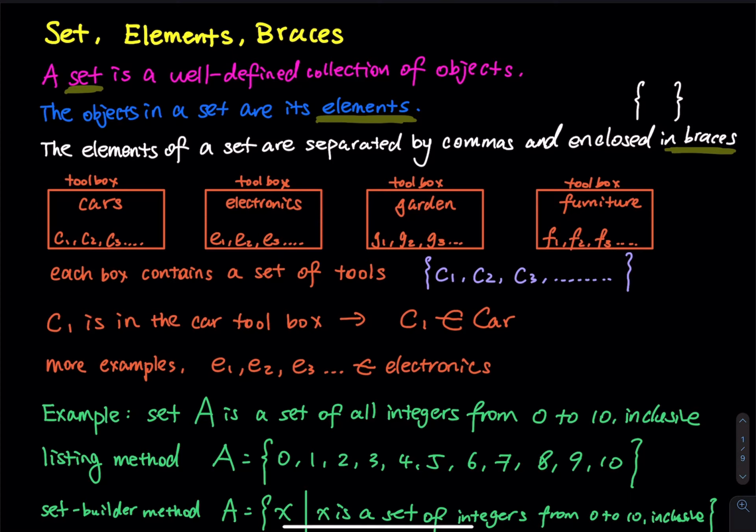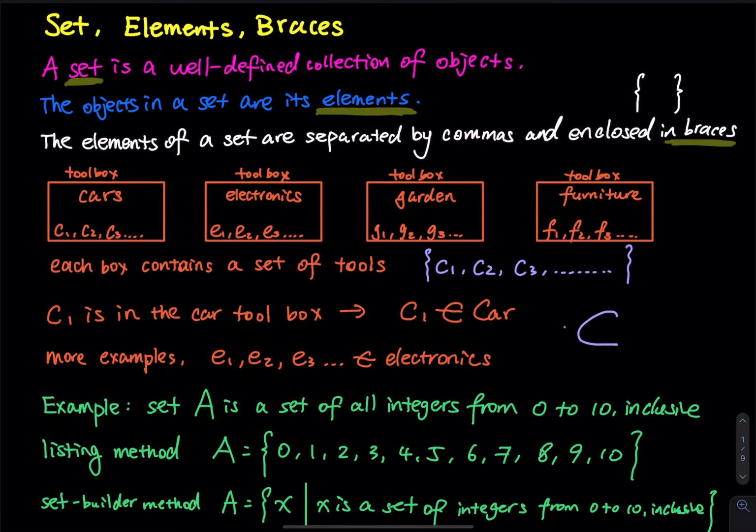Another way to describe this is you say C1 is an element of car. This symbol, this E with a line, means it's an element. So C1 is an element of the car toolbox. That means C1 is inside car.